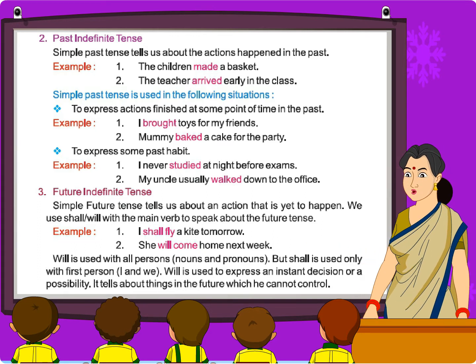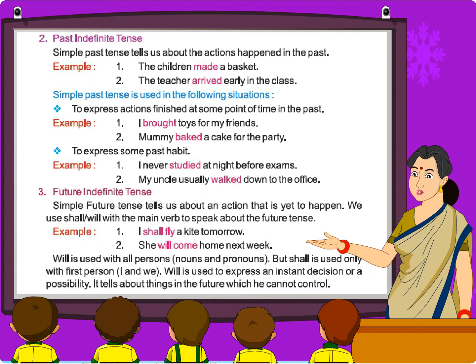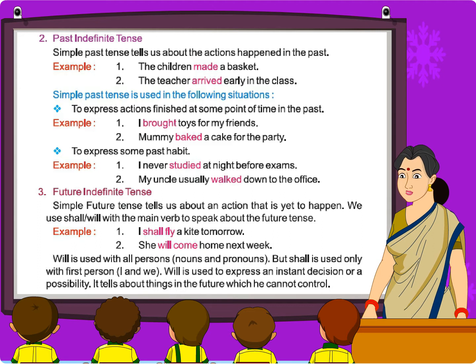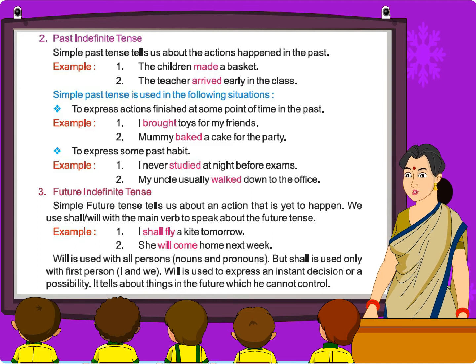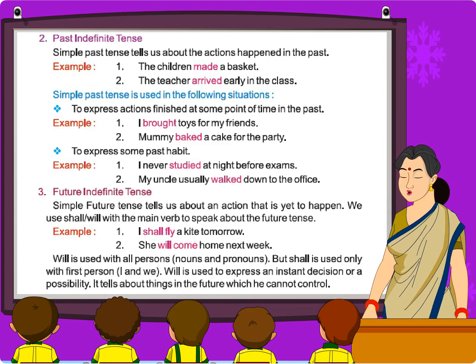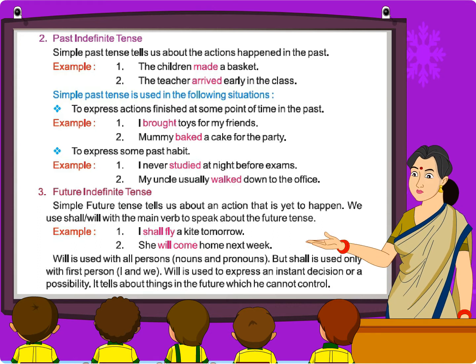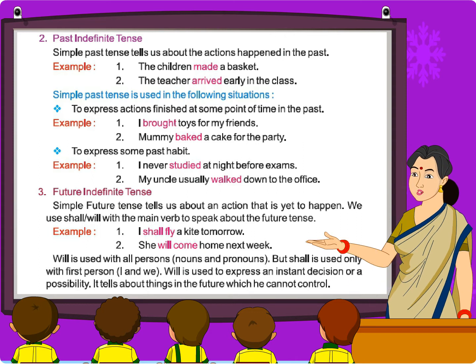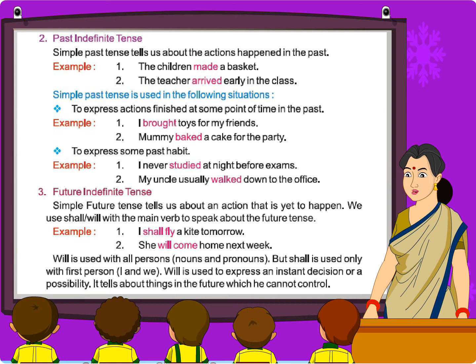Will is used with all persons, nouns and pronouns, but shall is used only with first person, I and we. Will is used to express an instant decision or a possibility. It tells about things in the future which he cannot control.